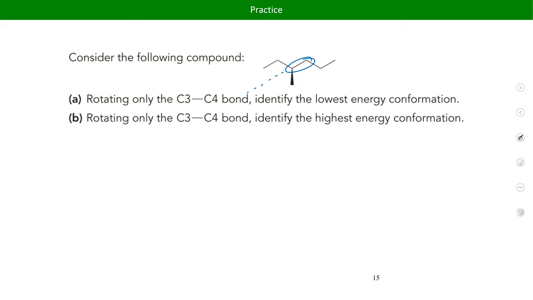By convention, we've been looking at it from the left-hand side. So if we're down here looking at it, draw the Newman projection, and then figure out what it looks like for the lowest and highest energy states.